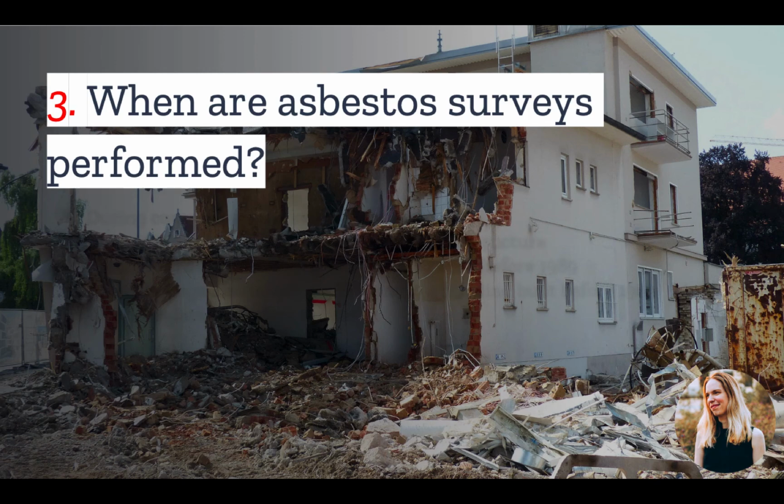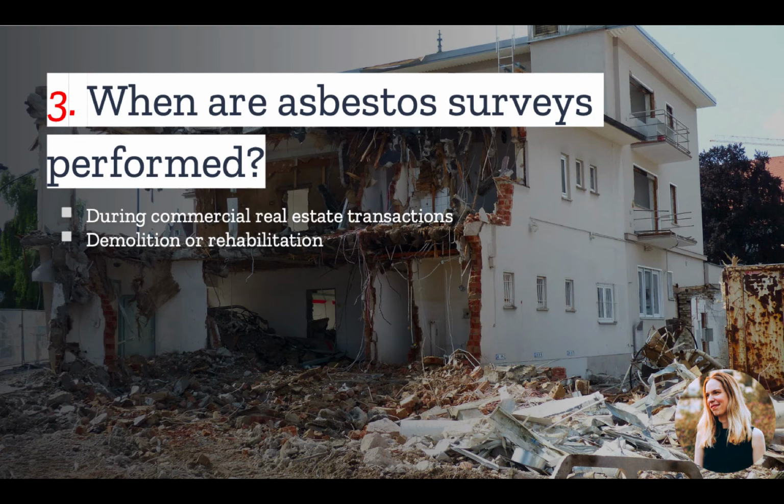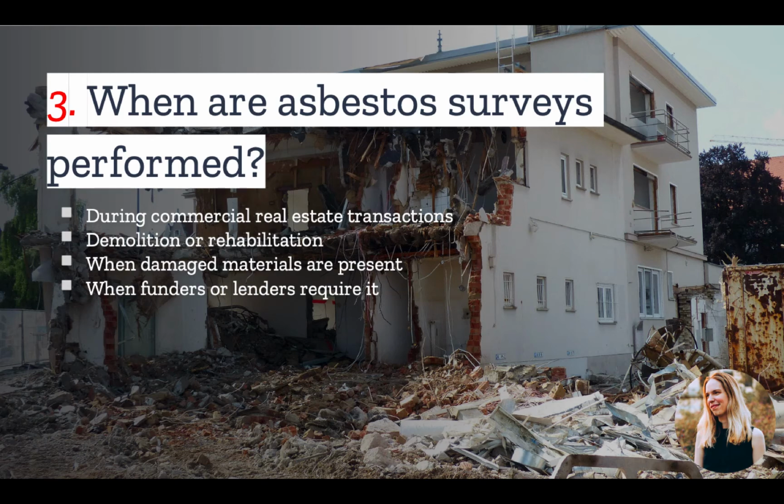Number 3, when are asbestos surveys performed? Asbestos surveys are most commonly performed as an act of due diligence during commercial real estate transactions, or during the rehabilitation or demolition of a building. In fact, some states require an asbestos survey before completing work on a commercial building. In addition, if there are damaged materials present, it is a good idea to survey them for asbestos. And finally, some funders or lenders may require an asbestos survey depending on the transaction.